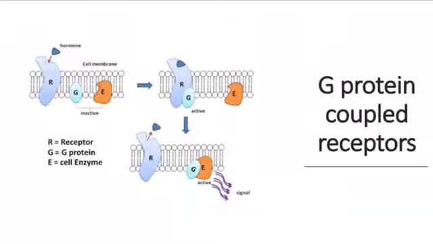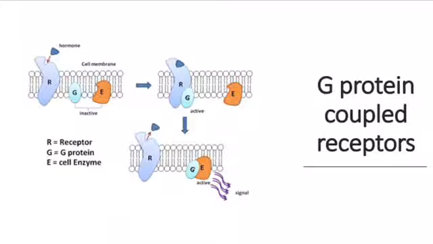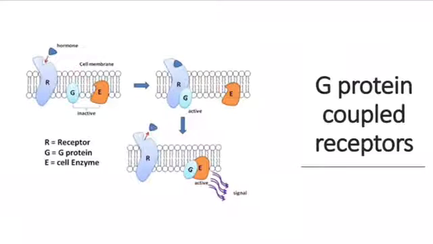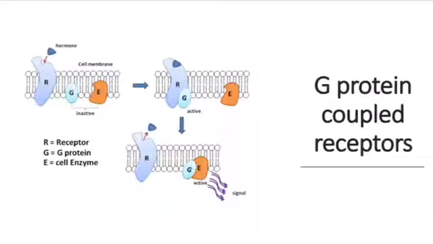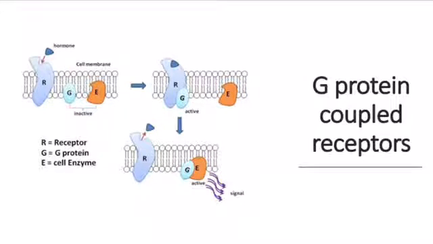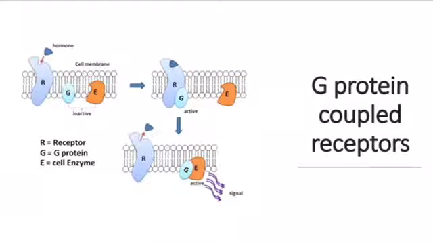Different signal molecules can bind to GPCRs. These can be proteins, small peptides, modified amino acids, and/or modified fatty acids. GPCRs are commonly targeted by drugs. They are transmembrane, meaning they are found on the cell surface.